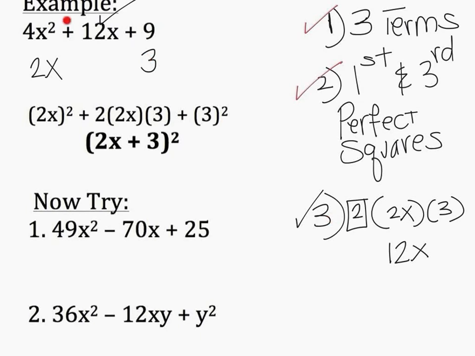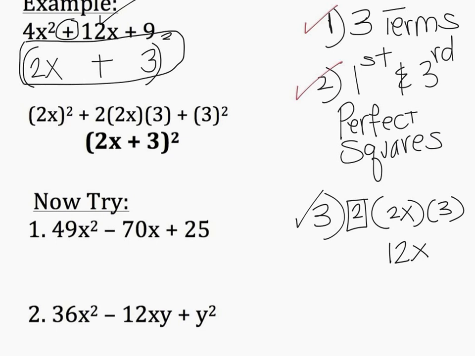I need to see if the middle term satisfies a certain pattern. Now if I multiply 2 times 3, that's a 6, and double it. So 6 times 2 is 12. So the third rule, check. That means this is a perfect square trinomial. I use the sign of the middle term, put it between the 2x and the 3, put parentheses around them, and put a square on top. So that means that my factored form is going to be 2x plus 3 to the power 2.